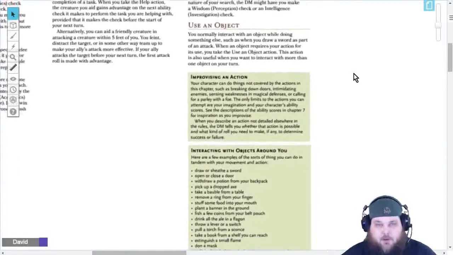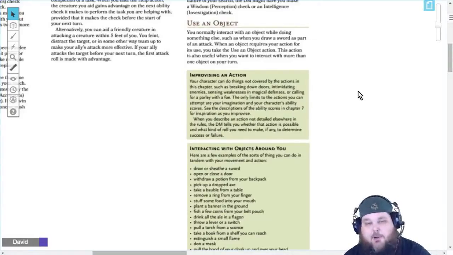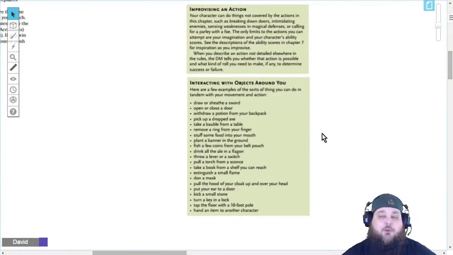And the last one is use an object. Now, you normally interact with an object while doing something else, such as when you're drawing a sword as part of an attack. That's the great thing about Dungeons & Dragons 5e. There's so much flexibility coupled with movement. So as you're moving, you can pull your sword out. You can pull a potion out. Here's a bunch of things down here that's listed, a few examples of the sorts of things you can do in tandem with your movement and your standard action.